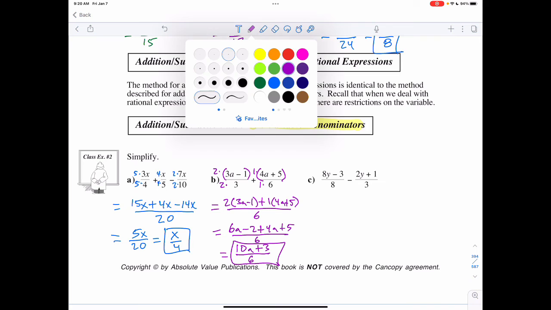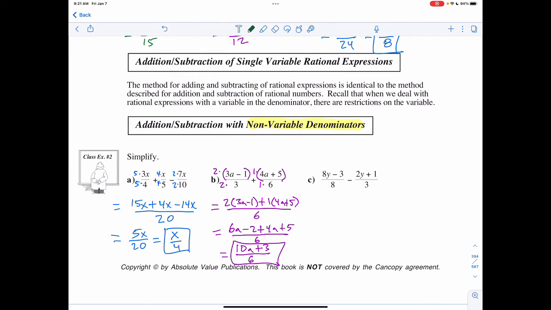When I get to example C, same process. As soon as I see these binomials, I'm going to put brackets around them to make sure that I do it properly. The common denominator is going to be 24, so I need to multiply the first step by 3. And the second one by 8.